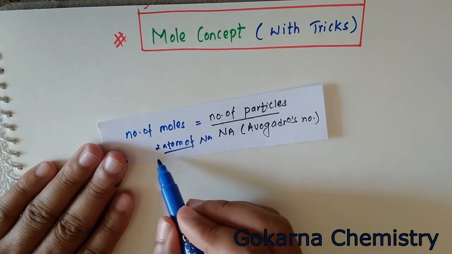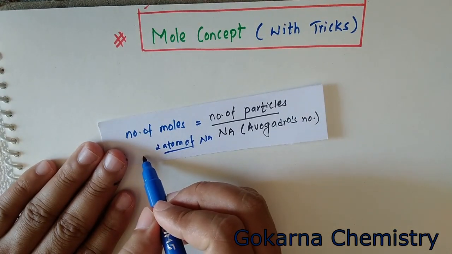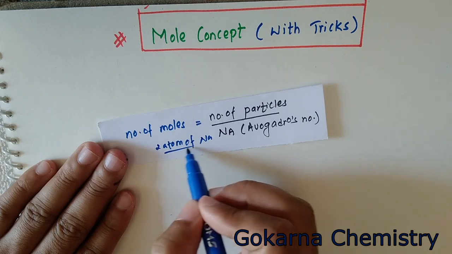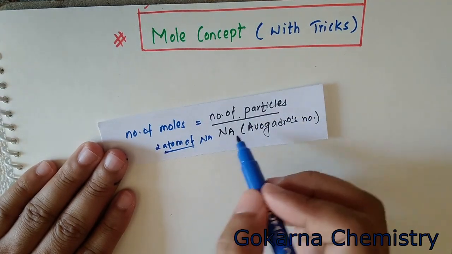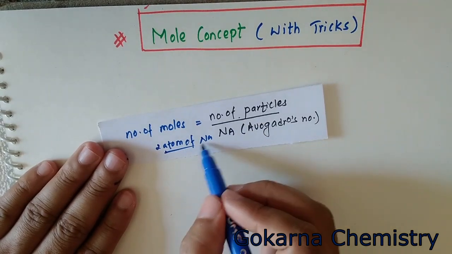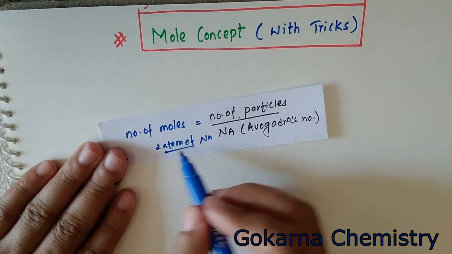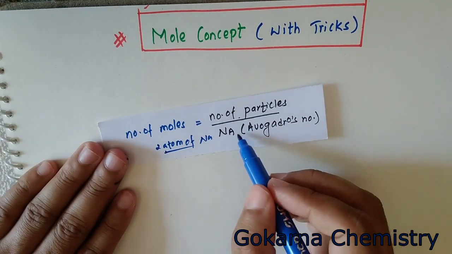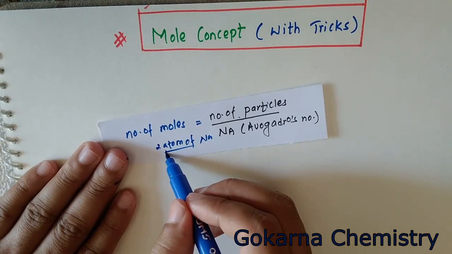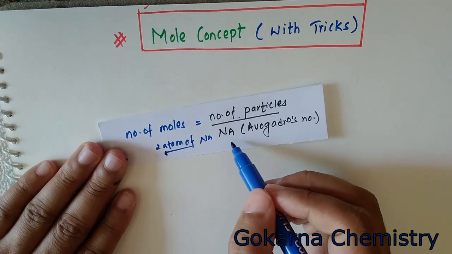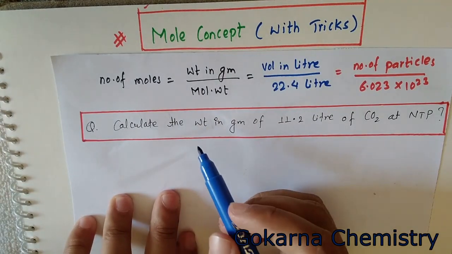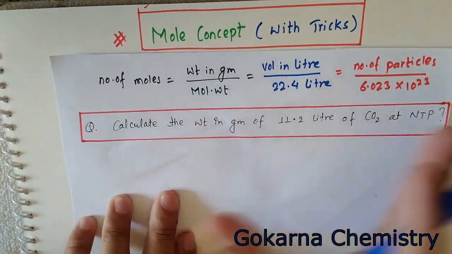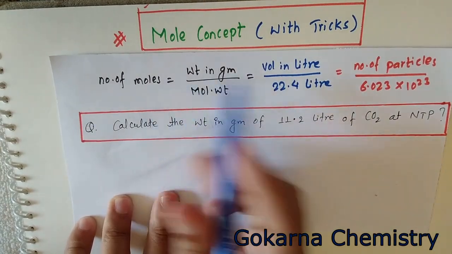Your question is like this: calculate the number of moles of two atoms of sodium. It means two atoms is the number of particles. Number of particles of sodium is two atoms. And number of particles divided by Avogadro's number, 6.023 into 10 to the power 23, gives us the number of moles.